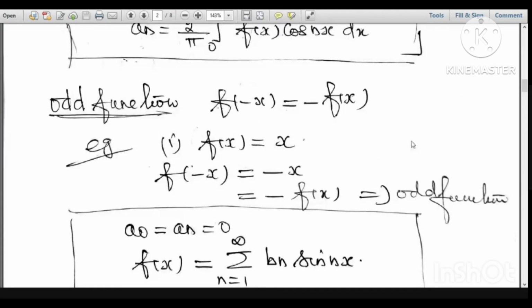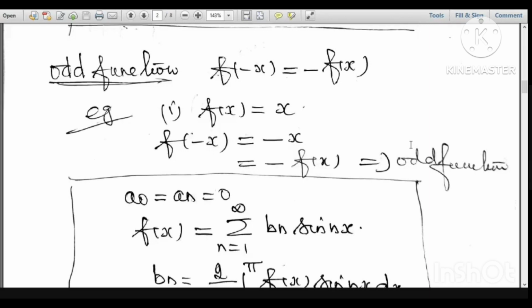Next, let us see the odd function. f of minus x is equal to minus f of x. For example, already we have studied the example, but again I'll tell you, f of x is equal to x. Already I told you x, x cube, x power 5, x power 7 are called odd functions. So f of x is equal to x. f of minus x is equal to minus x, so minus f of x. This is an odd function.